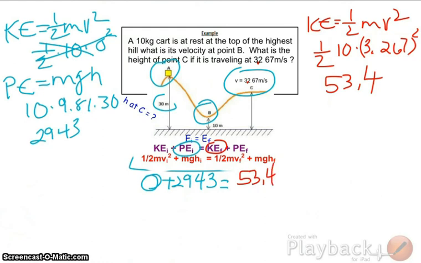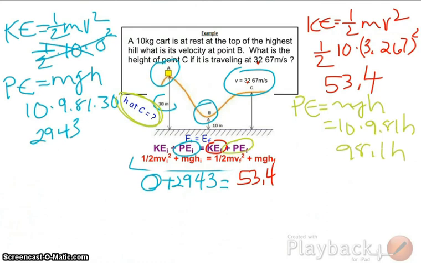Now we've got our final potential energy. Final potential, well, we're solving for that HF, so we're going to end up with PE equals mgh, which equals 10 times 9.81 times h. So it's 98.1 h. Alright, now all we have to do is solve for h. Undo what's being done to h, so we subtract 53.4 from both sides.